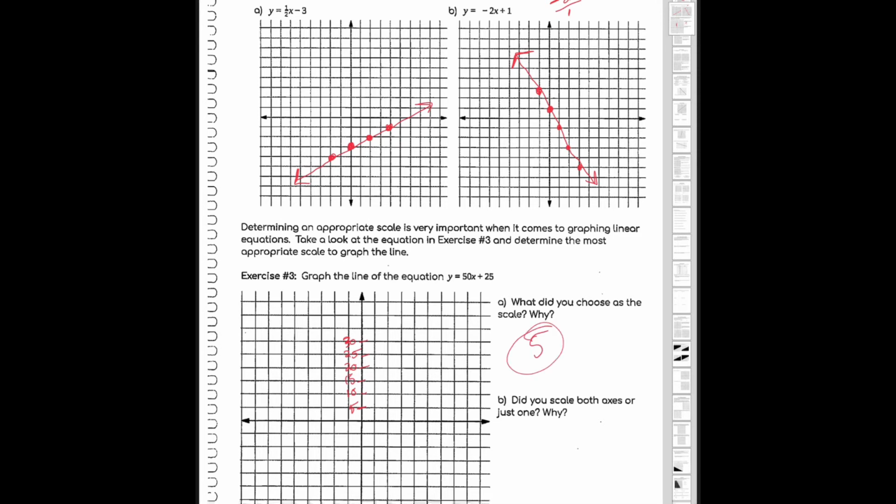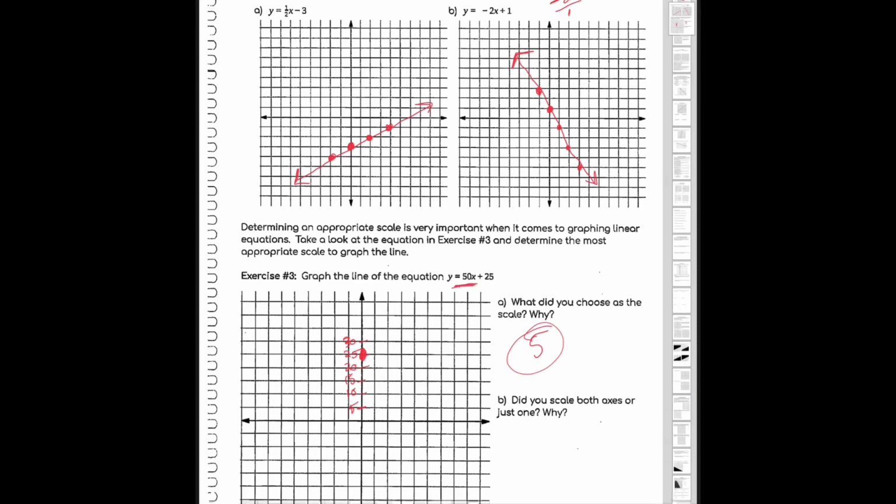And did you scale both axes or just one? You could scale both by 5. The thing is you're going to want to do that for this. So if our y-intercept is 25, and take a look, our slope would make us want to do that.